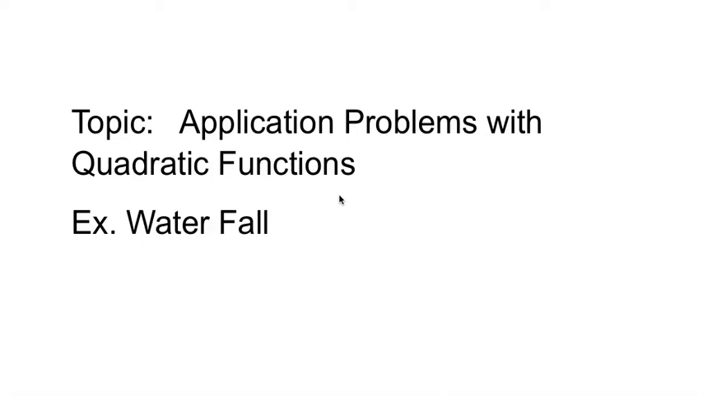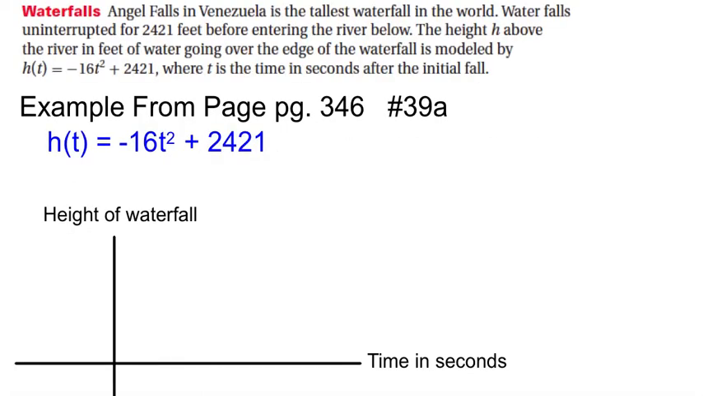Problem with a quadratic function dealing with a waterfall, and we want to find out the x-intercepts of the graph and what that means with the word problem. So here's our example.